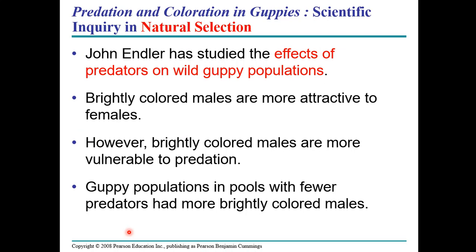Okay, so however, brightly colored males are more vulnerable to predation. So, yun. Even though yung advantages niya is for attraction, female attraction, yung disadvantage niya is for predation. So, guppy populations in pools with fewer predators had more brightly colored males. So, depende siya sa environment. More predators, that means it will adapt to not brightly colored. Pero kapag less predator, syempre it will allocate more to brightly colored males for female attraction, since konti lang naman yung predators.